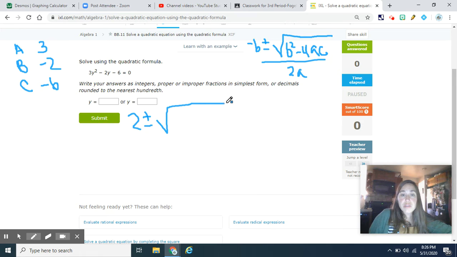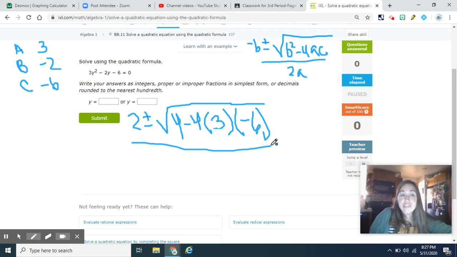When I do that square root symbol or the radical symbol, see this B squared right here? I'm just going to go ahead and square that -2. Anytime that you square a number, remember it's always going to be positive, regardless of if it's negative or positive to start. So I'm going to go ahead and put in 4, because that's what -2 squared is. I'm going to write -4 times A times C. So I'm going to write a 3, and then I'm going to write in that -6. Let me make sure my radical or my square root symbol is all the way across. And then I'm going to divide it by 2a. Just remember the a is 3. So if I do 2 times 3, I'm just going to go ahead and write 6.